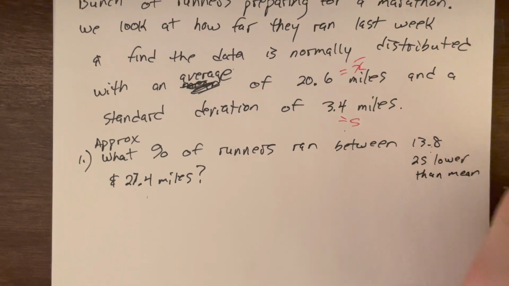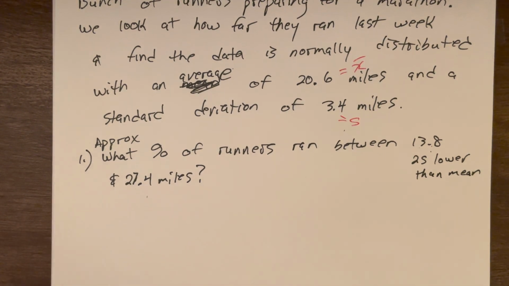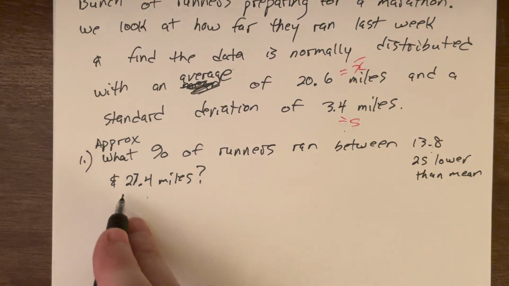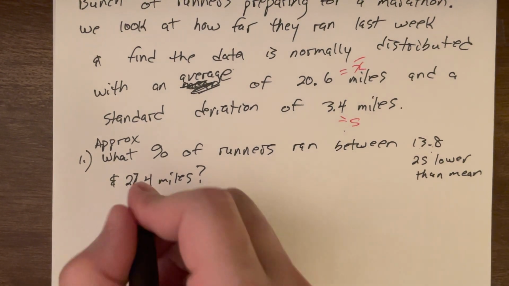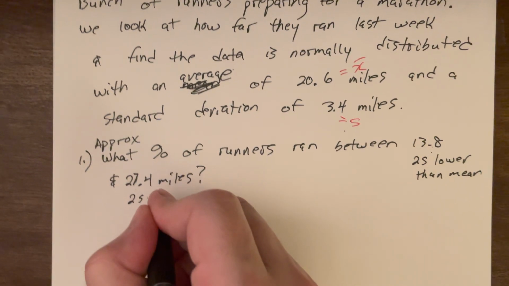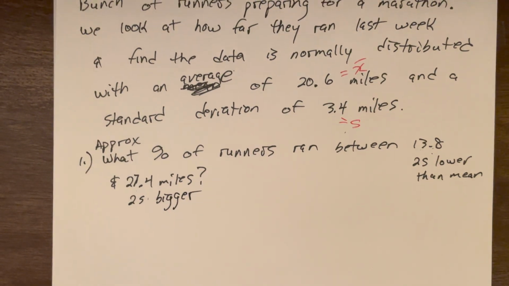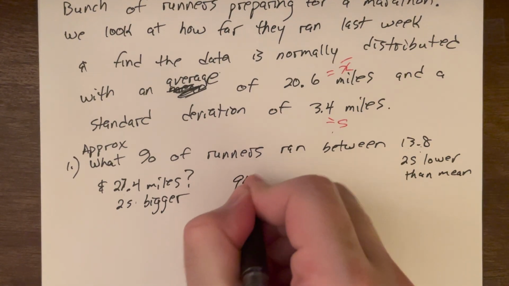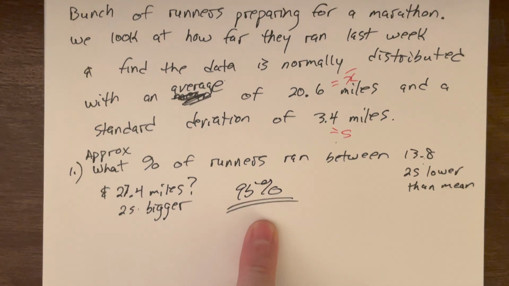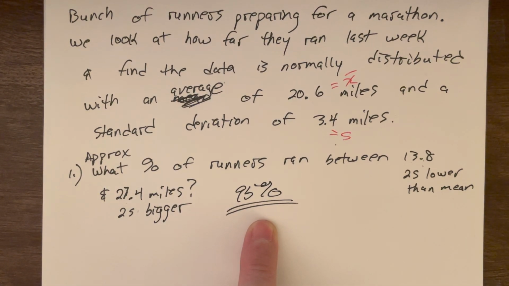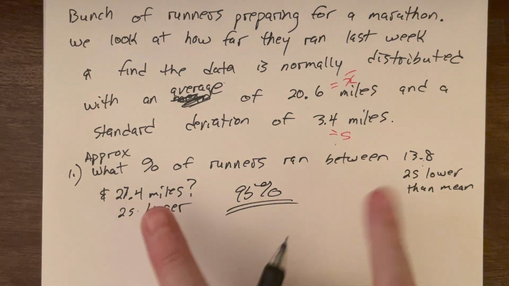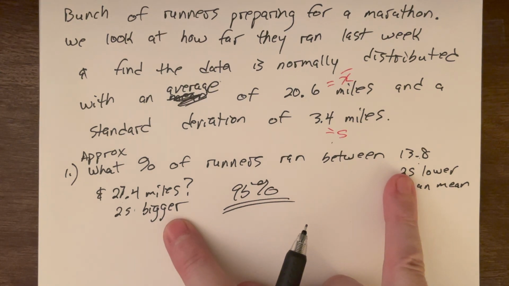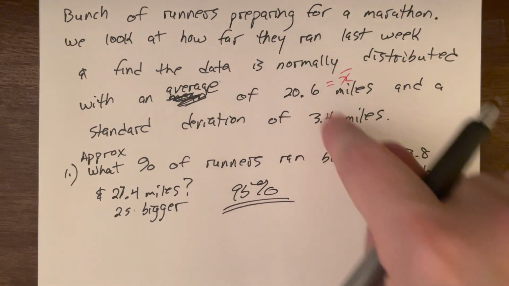And then similar here, 27.4. Now I'm bigger than the mean, so I'll do this minus this, but I still get the same 6.8. So this one is 2 standard deviations bigger than the mean. 2 standard deviations lower to 2 standard deviations bigger. A direct application that gives us 95%. So 95% of our runners ran between these 2 distances. Again, it's a pretty big gap, but that's not our purpose. We're making that direct comparison.